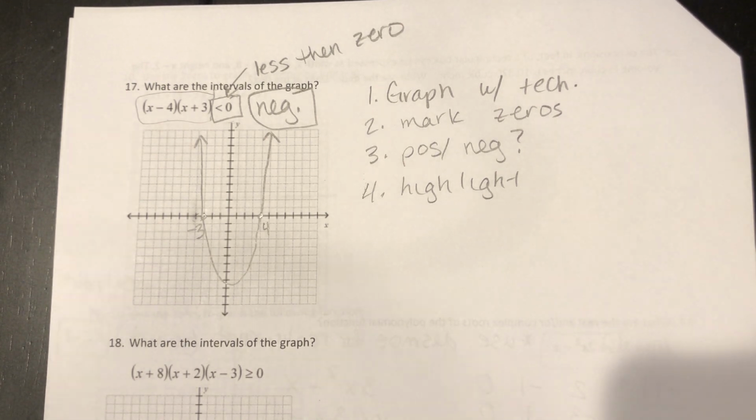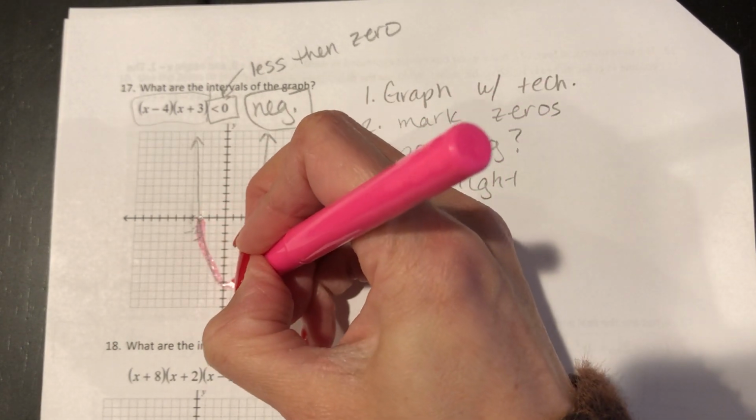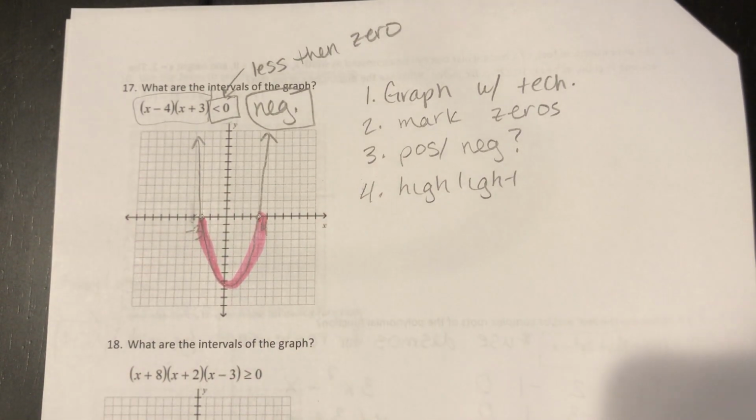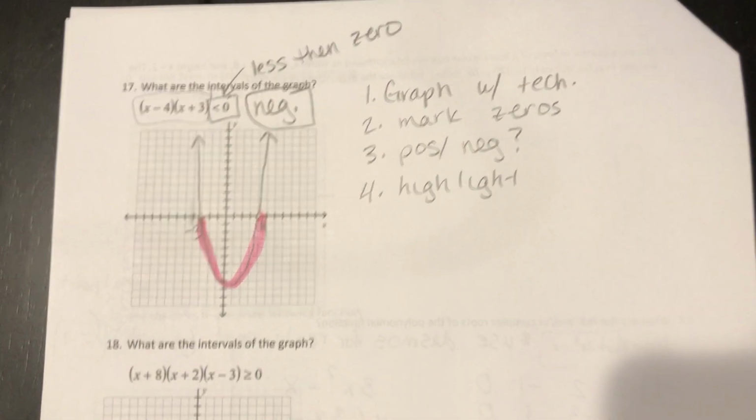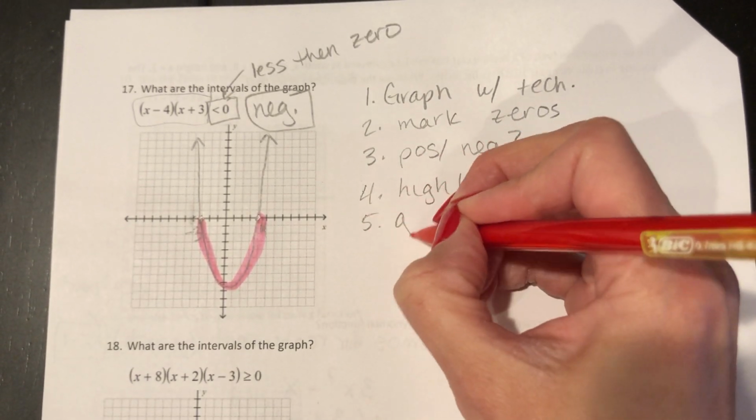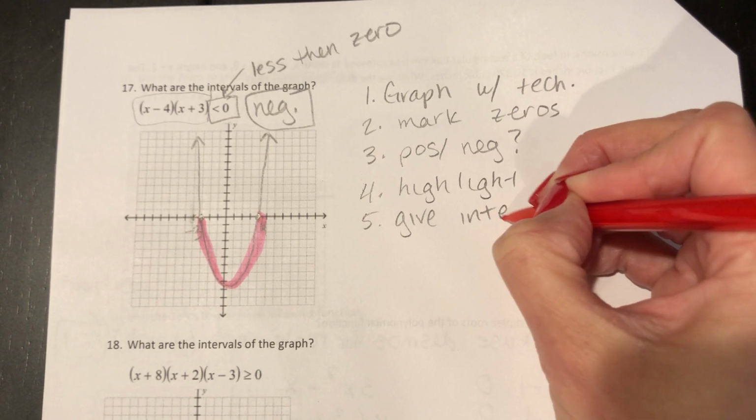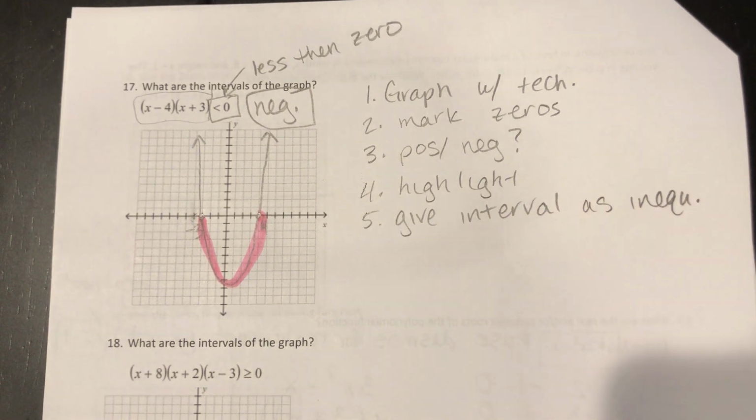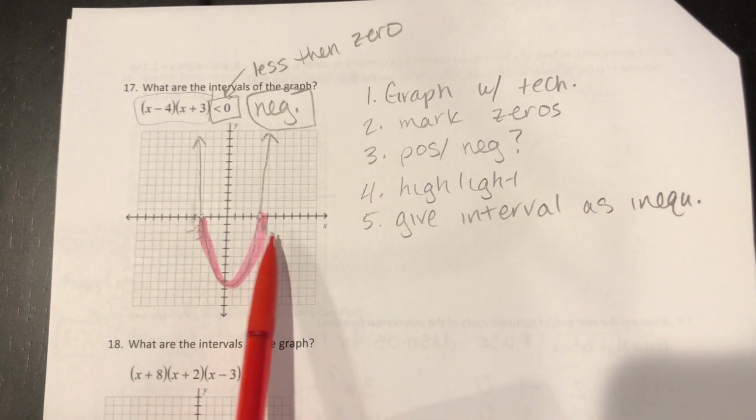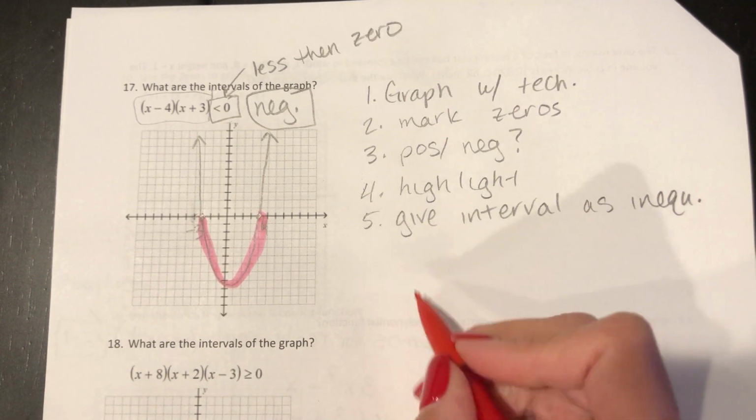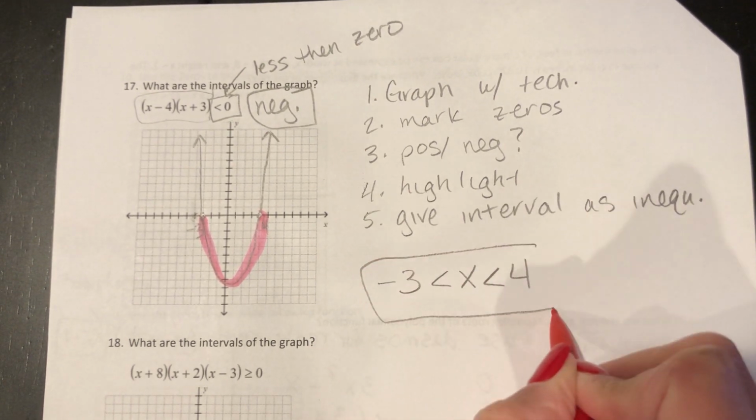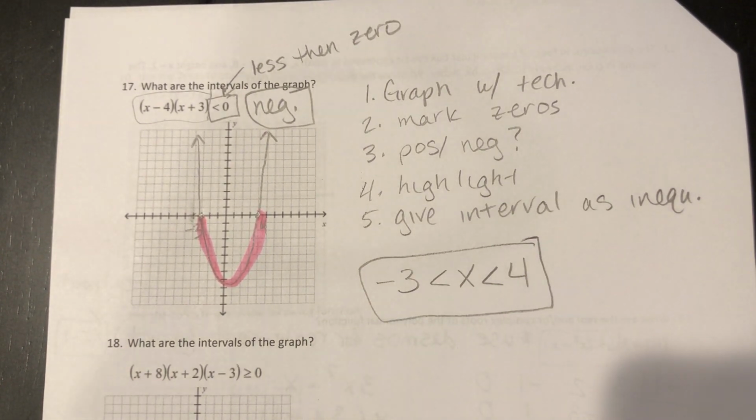Just grab my highlighter here. Okay. So negative intervals are below the x-axis. So I'm looking at this piece right here. This is one continuous piece, which means I only have one interval to give. So that's the last thing, give interval. And I always want to write this as an inequality. So these are all the x values from negative 3 to 4. So it looks like this, negative 3 less than x less than 4. And this is my answer here. All right, you go ahead and try 18 on your own. Make sure you're checking it against the key.